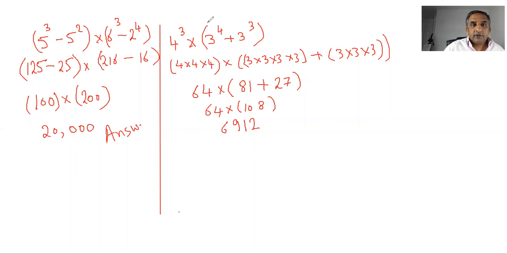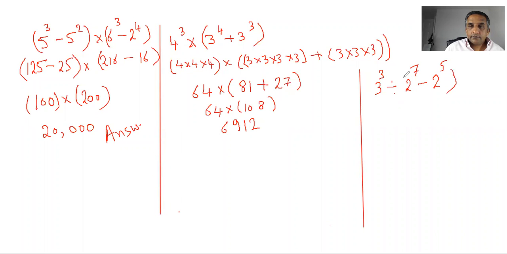Now I'm going to do one more question for you just to finish off with this topic. So I can draw a line here, and then I can do another question on this side. I can just choose any question. For example, 5 power 3 power 3, and then divided by 2 power 7, minus 2 power 5. So remember, this time the sign is divided by.